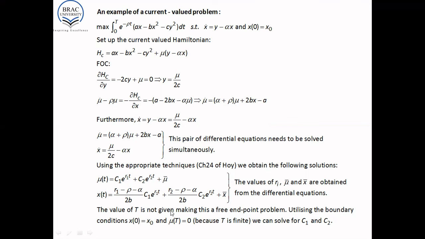The value of T is not given, making this a free endpoint problem. So whenever T is not given, you are free to choose it optimally, and then you can make use of the transversality condition. So utilizing the boundary conditions, x of 0 is equal to x naught, and mu of T is equal to 0, because T is finite, we can solve for c1 and c2.